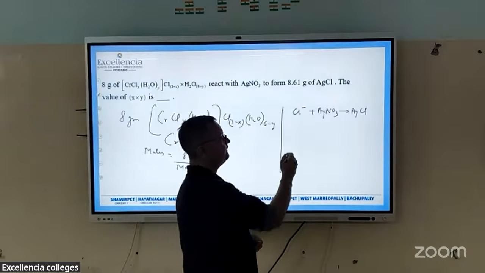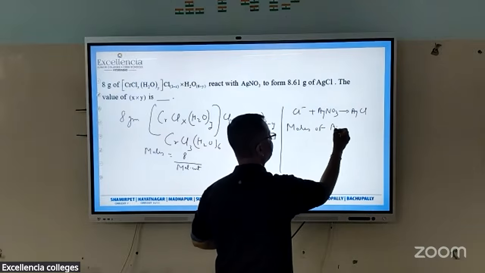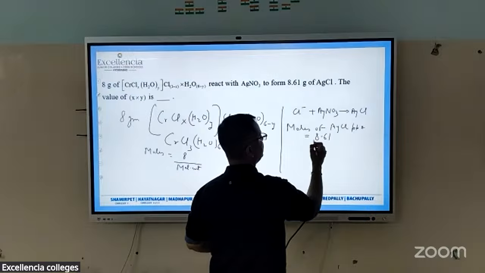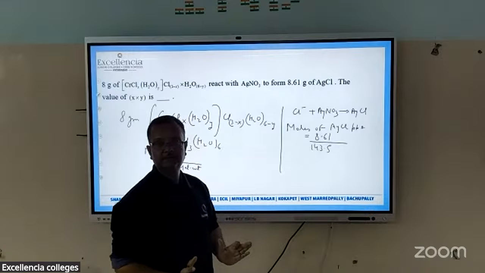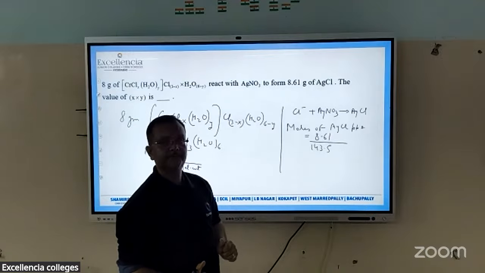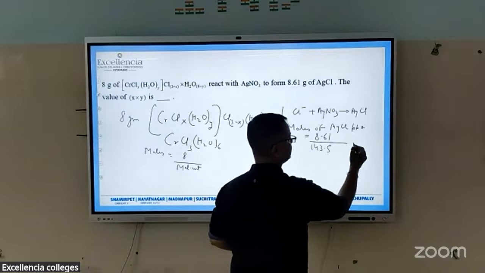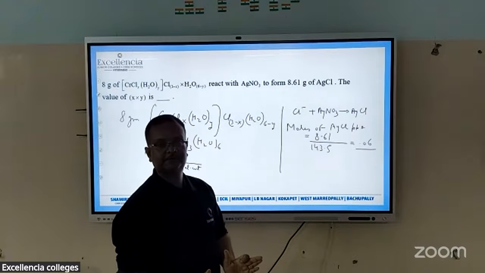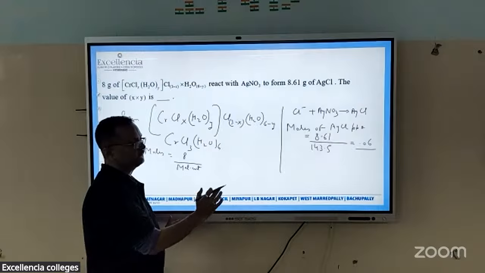So what is the moles of AgCl? The moles of AgCl will be 8.61 divided by the weight, 143.5. Correct? So we can find the moles, and it is coming to be 0.06. It is coming to be 0.06. Fine, so that is there, and this is the moles of AgCl precipitate.